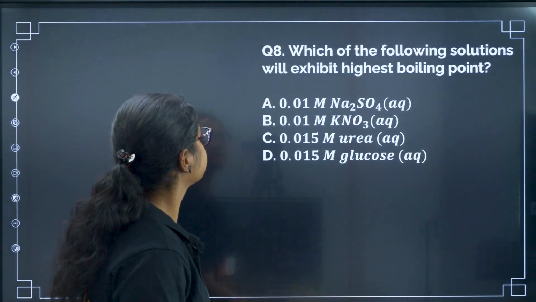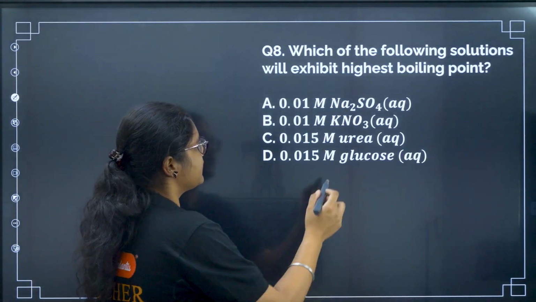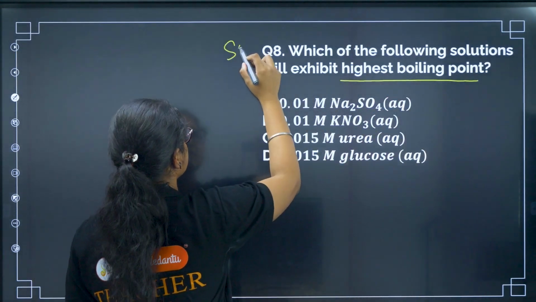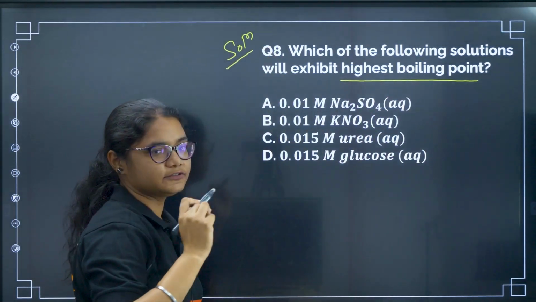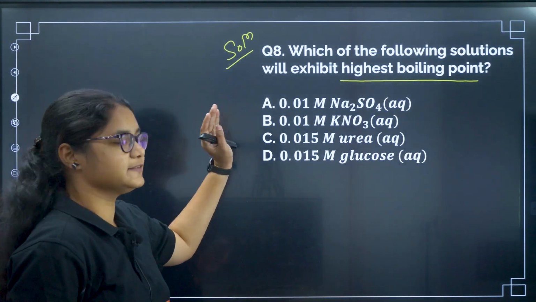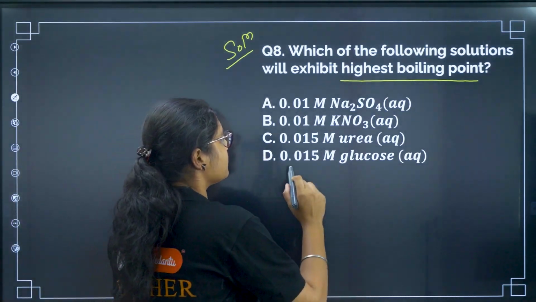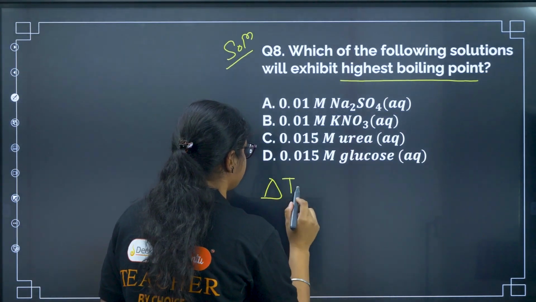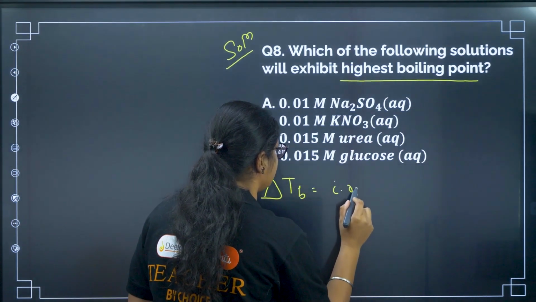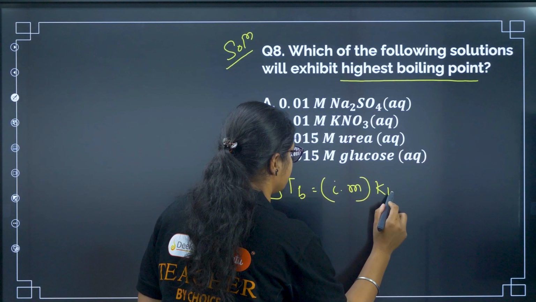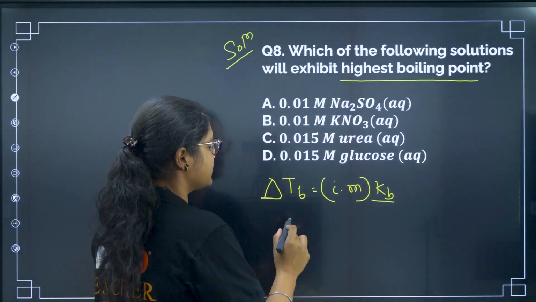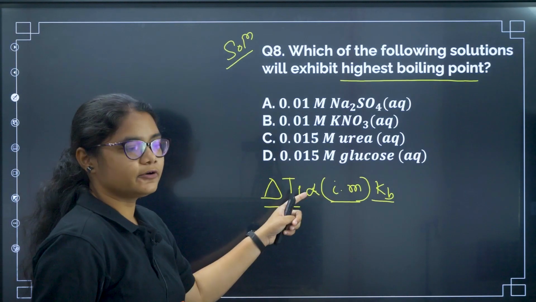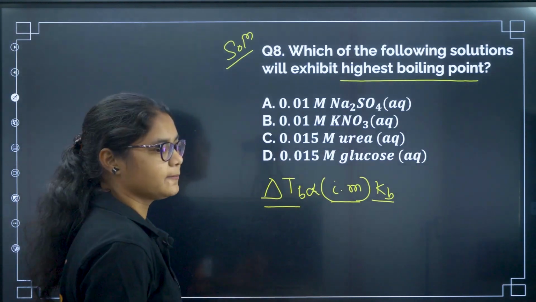Okay, next. Which of the following solutions will exhibit the highest boiling point? Okay, so now this question has come from your solutions chapter. Very high weightage topic, solutions. So we have already discussed many questions. For highest boiling point, what should be the factor? Delta Tb is equal to i into m into Kb, right? Kb is a constant. So what I can say, delta Tb is proportional to im. We can calculate im for all the options and then we can check.